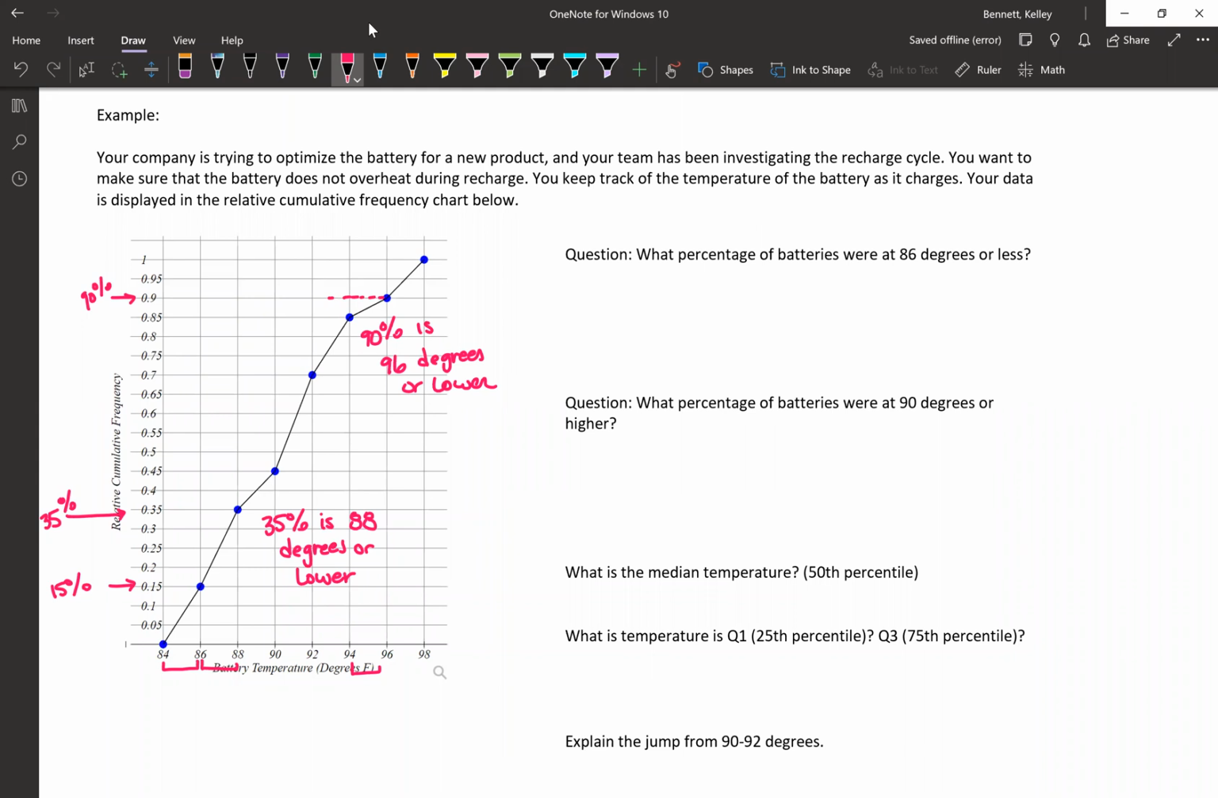So if you look at the first question, what percentage of batteries were at 86 degrees or less? I go over to my chart. We already have it marked, 86. So I go to 86 and I say, okay, what was the percentage here? And we saw that it was 15. So 15% of batteries were 86 degrees or less.